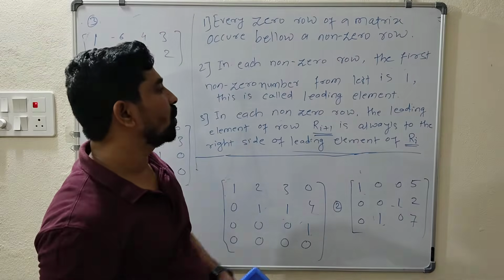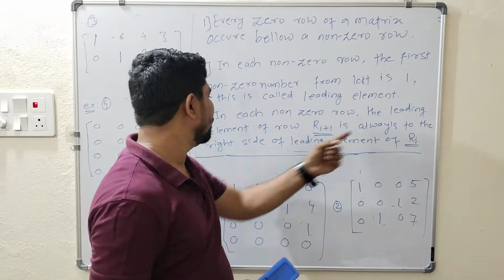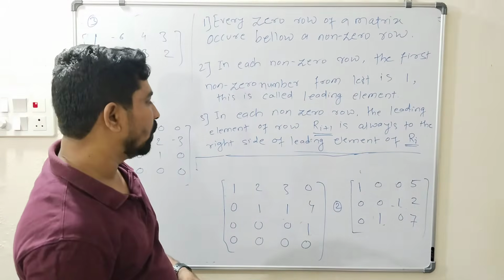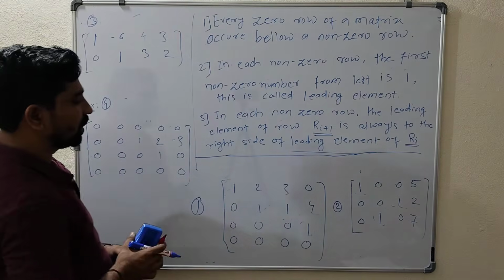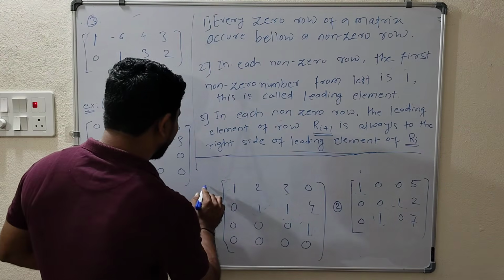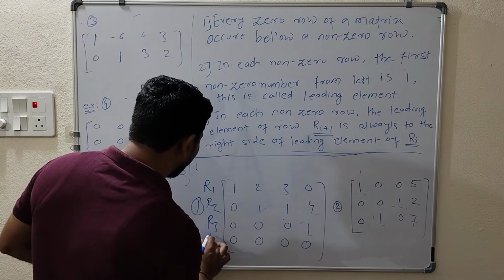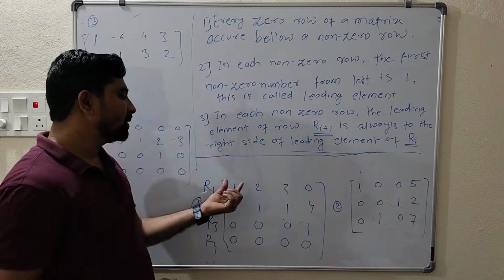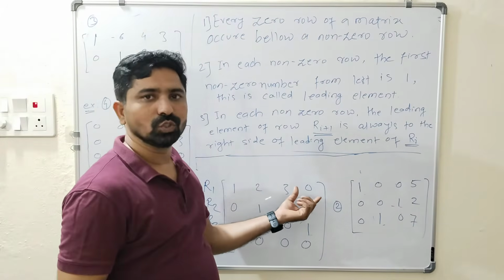And property 3: in each non-zero row, the leading element of the row Ri plus 1 is always to the right side of the leading element of Ri. So now, this is example number 1. This is row R1, this is R2, this is R3, and this is R4. A row is said to be a non-zero row if at least one of the entries is non-zero.